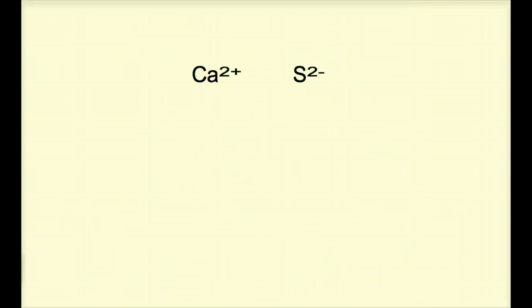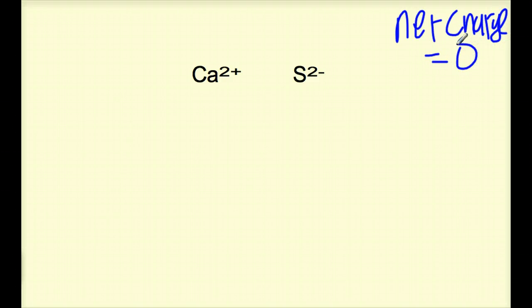Okay, I have a calcium 2 plus and a sulfur 2 minus. And remember, our key goal is to have a net charge equal to 0. So I take a look at these charges. I have a 2 plus and a 2 minus. What do you notice about that? Good, they already are neutral. A 2 plus is going to cancel out a 2 minus. So anytime my charges are the same, I know I can get rid of them and just combine this, and I get CaS.